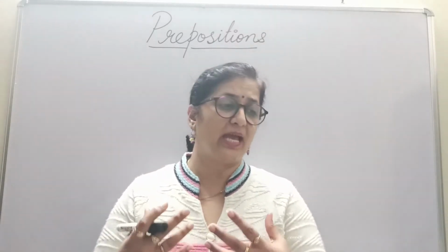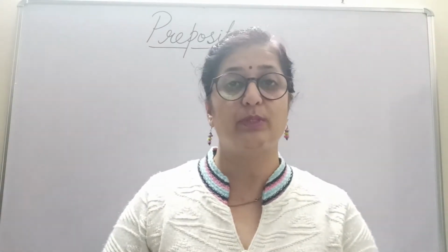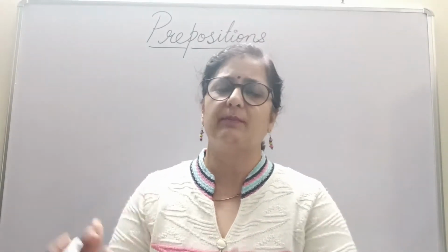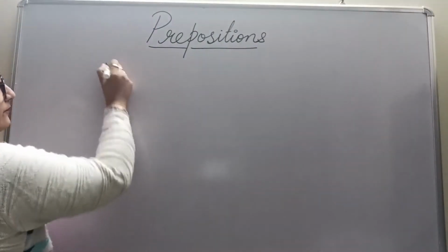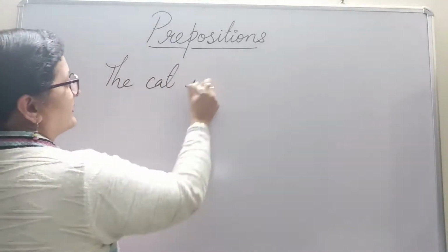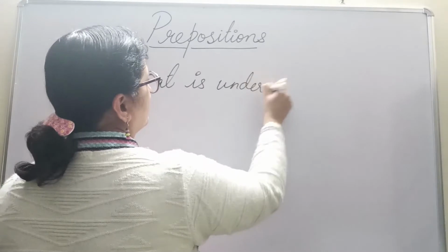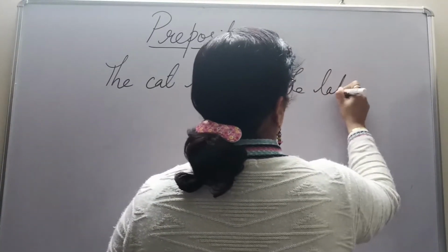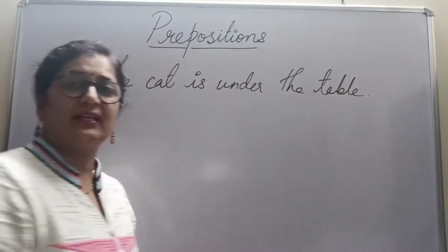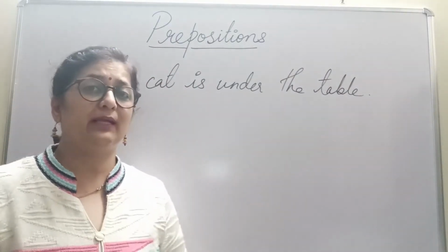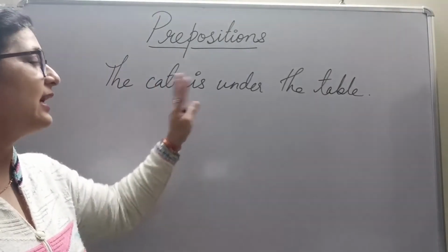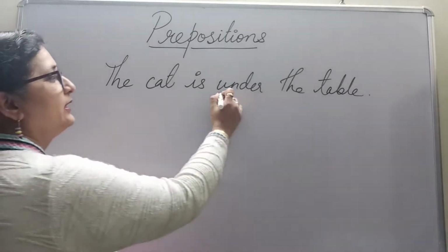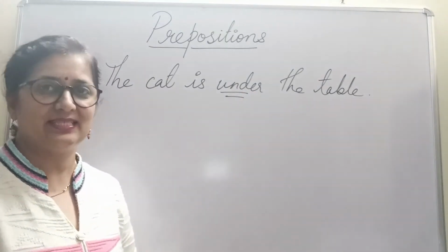Prepositions are words which show us the relation between a noun or pronoun or some other word in a sentence. Let me give you one example, a quick one. The cat is under the table. Where is the cat? The position of something, the position of a noun or a pronoun. Here we have the noun, the cat. Now the cat is under the table. It is giving us the position, the placement where the cat is sitting, right?